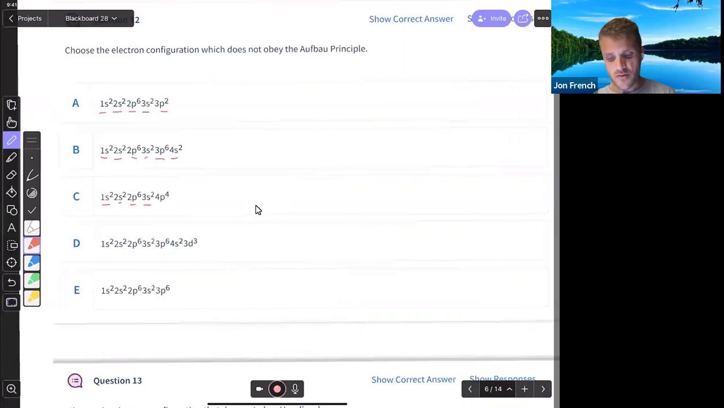1s, 2s, 2p, 3s, 4p. We basically skipped the 3p orbital, we skipped the 4s orbital. So that's a violation of the Aufbau principle. We've skipped orbitals that are lower in energy and we jumped right to 4p. We can't do that. Everything else is fine because it's 1s, 2s, 2p, 3s, 3p, 4s, 3d, that's fine. And E is fine as well. So we want to have our lowest energy configuration. We want to do that by filling the lowest energy orbitals first.